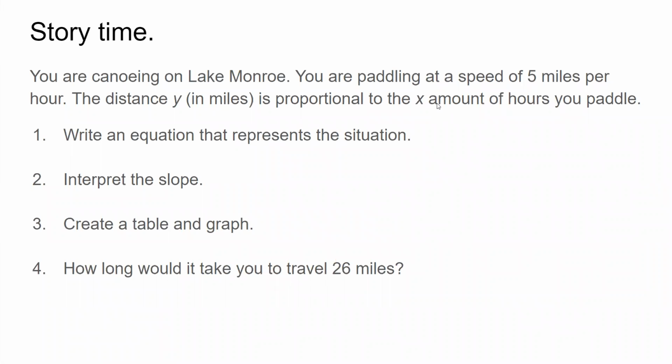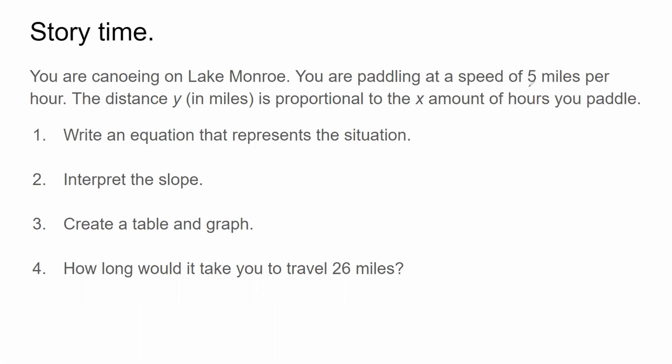Okay, we're going to try a word problem together. This word problem is set up very, very similarly to what you would see on a test. So make sure that you understand each of the 4 questions that I'm asking and how to find that information every time. So I'm working through this problem with you so you get a better understanding of it. You're canoeing on Lake Monroe. You're paddling at a speed of 5 miles per hour. The distance y in miles is proportional to the x amount of hours that you paddle.